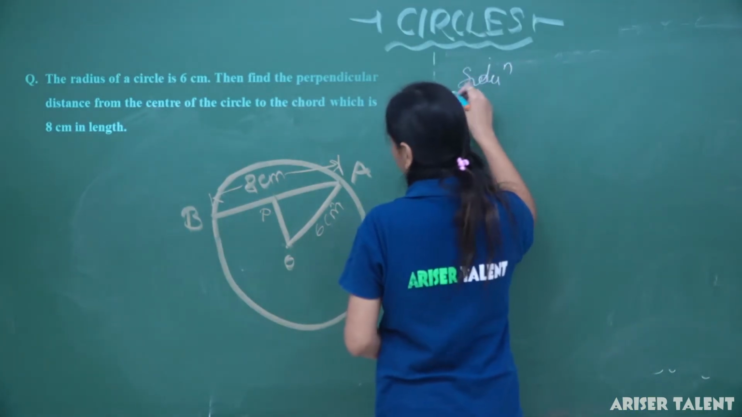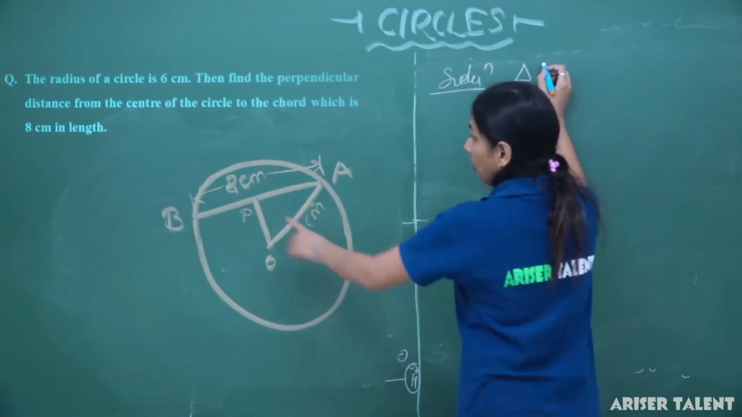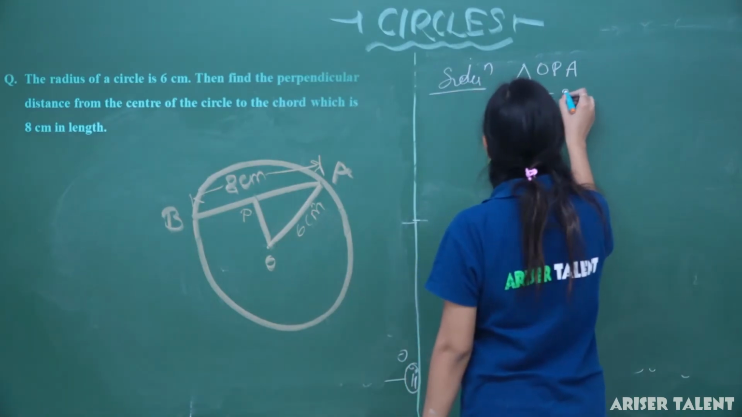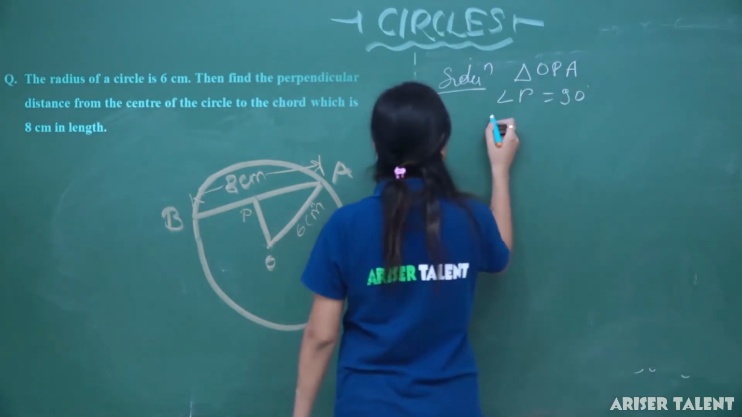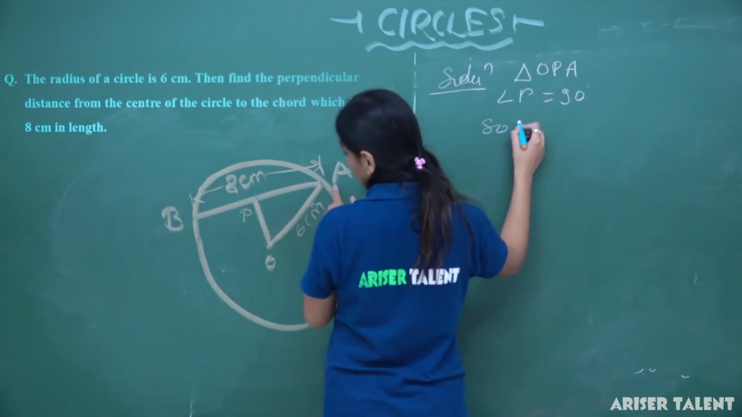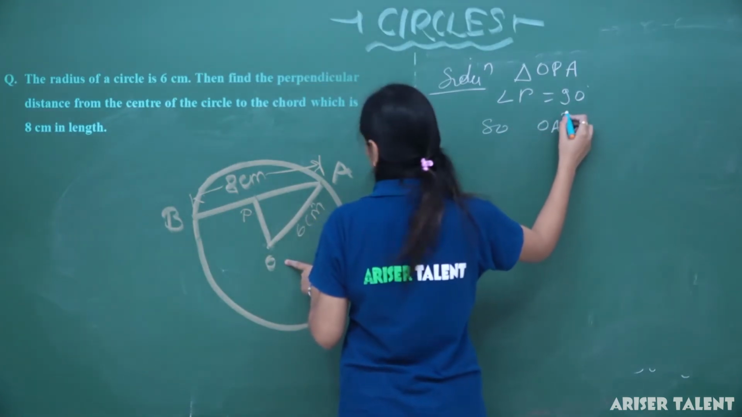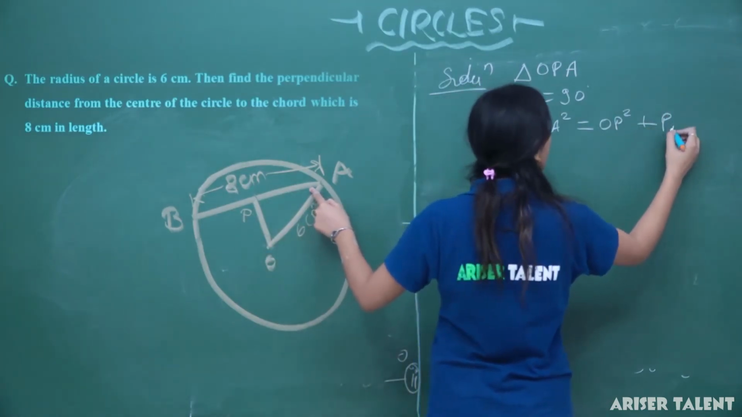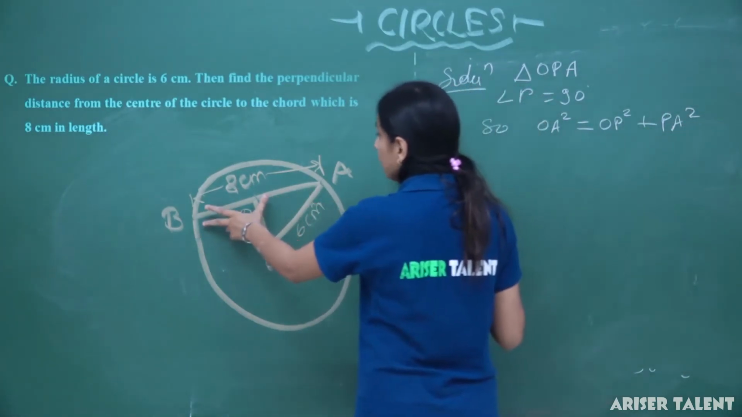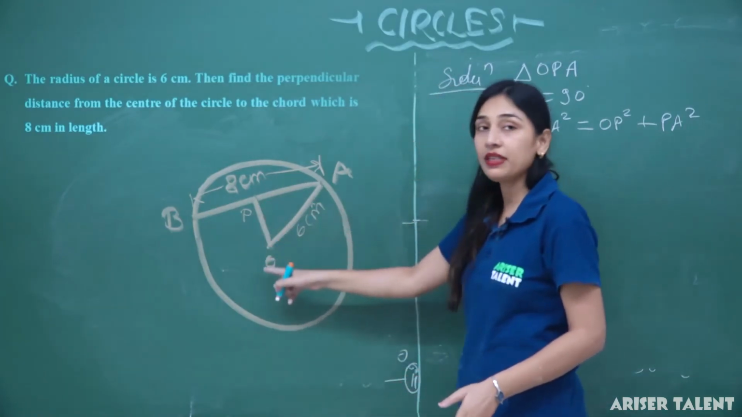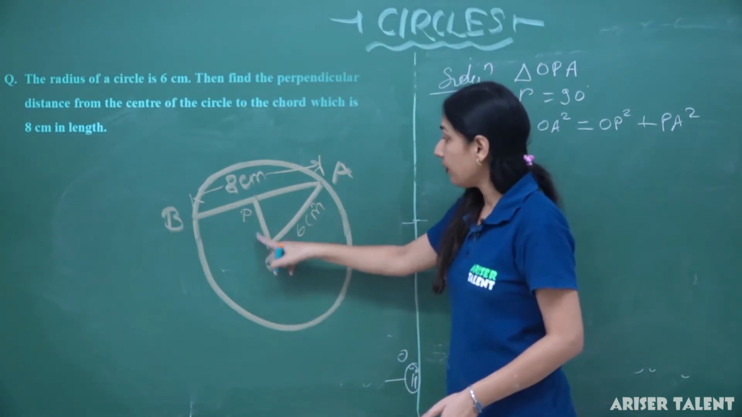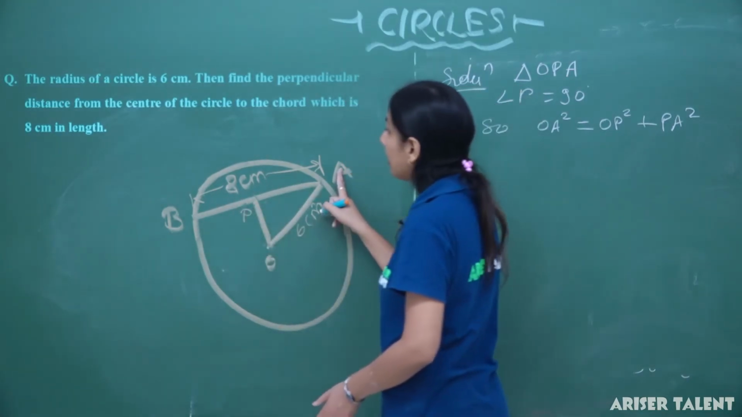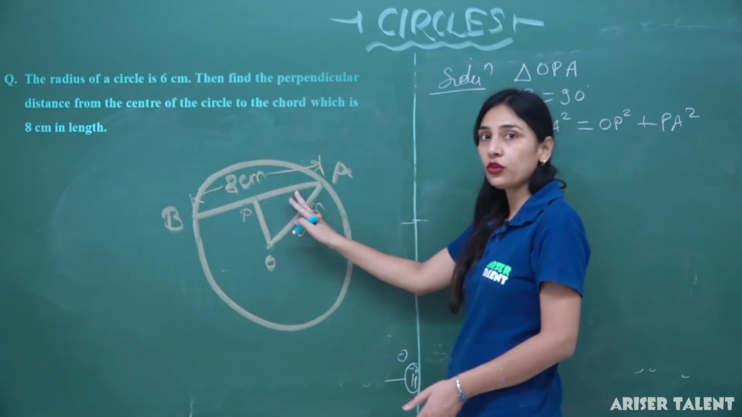Your solution is what? In triangle OPA, angle P equals 90 degrees. So, this OA square will be equal to OP square plus PA square, isn't it? Now, students, BA equals 8 centimeters, and OP will be the bisector because it is at 90 degrees. So, BP will be equal to PA. Now, it is 8 centimeters, so that will be 4 and 4.